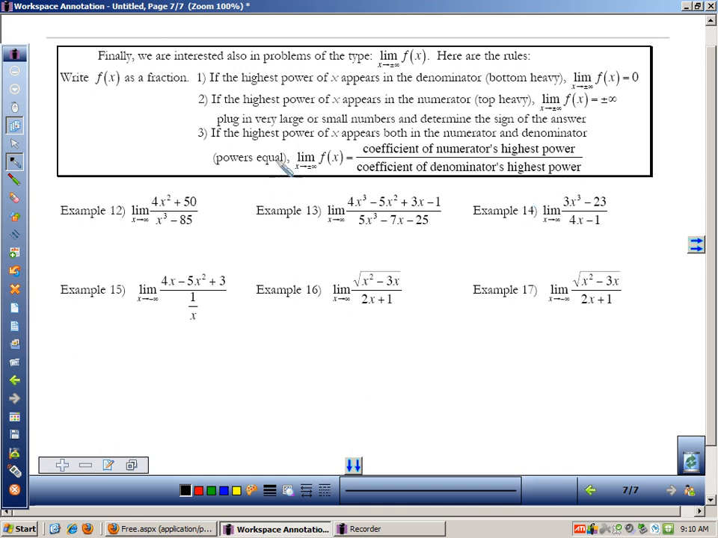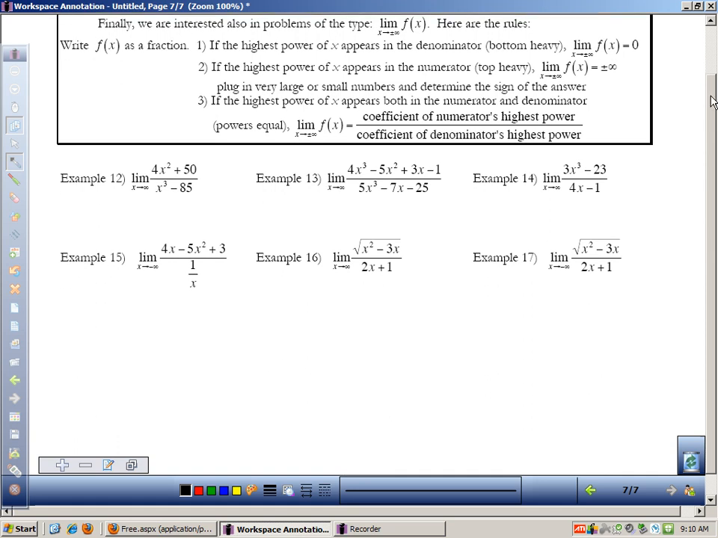Our third rule is if the powers are equal, then the limit is the ratio of the leading coefficients, just like we talked about with asymptotes. So it lays out the rules really nicely for you here. I'm not going to redo them in any way. I just want to look at a couple of examples and then set you loose.